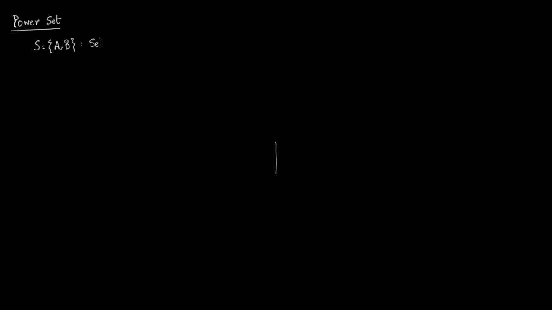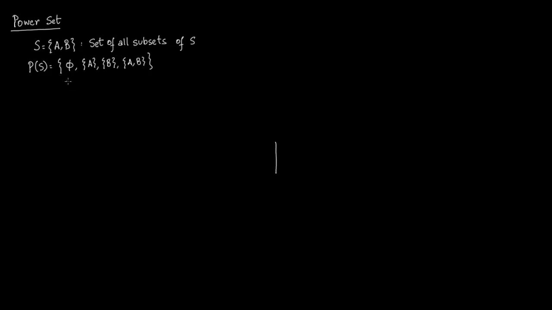So let us write down what I have just said. Power set is the set of all subsets of this given set S. So the power set of S is, obviously the null set is a subset of every set, element A is a subset of S, element B is a subset of S, and {A, B} is a subset of S. So this is how we get the power set of S.